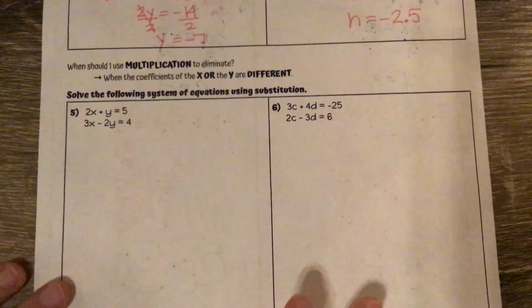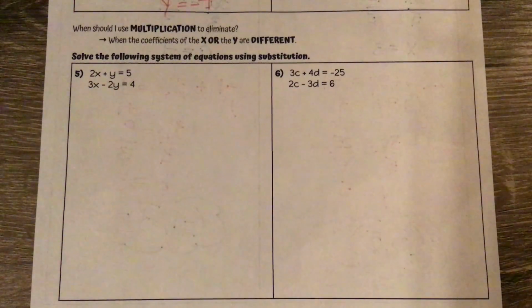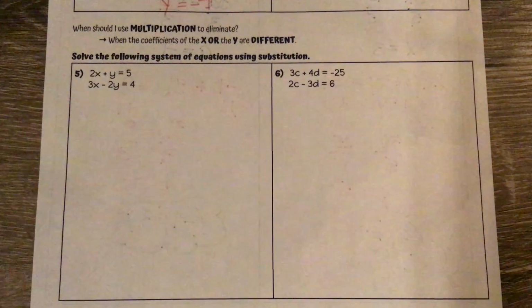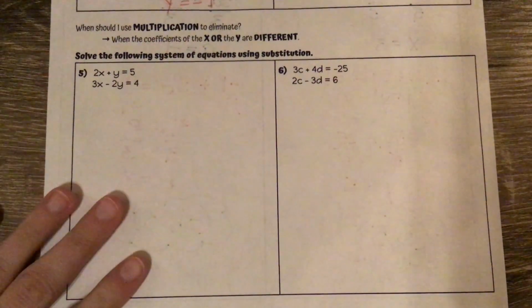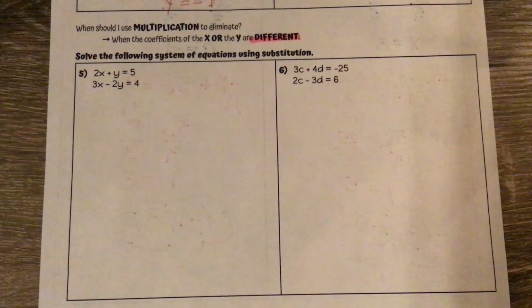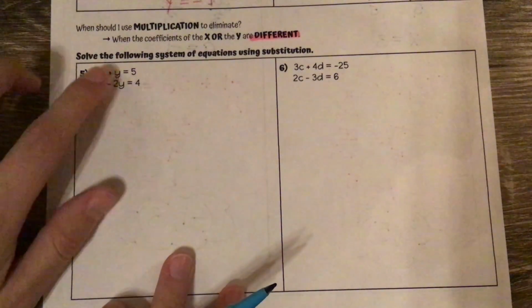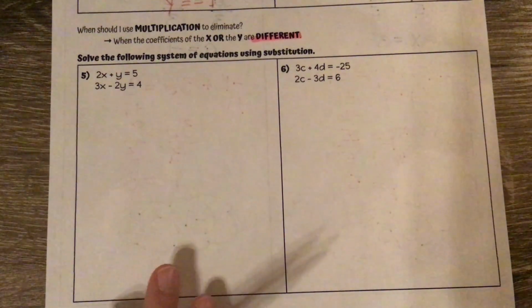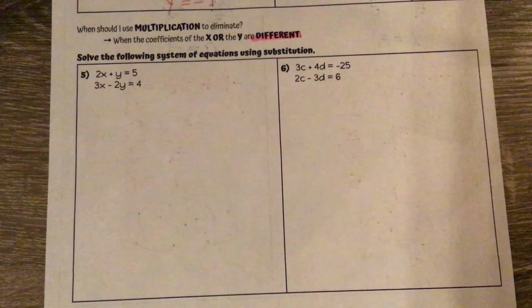And the last type is multiplication. It's not always going to work out nicely that you already have the same coefficient. You use multiplication when the coefficients of x or y are different. So I've got 2x and 3x, those aren't the same. I've got y and negative 2, those aren't the same. So what we can do is multiply so that they have their least common multiple.